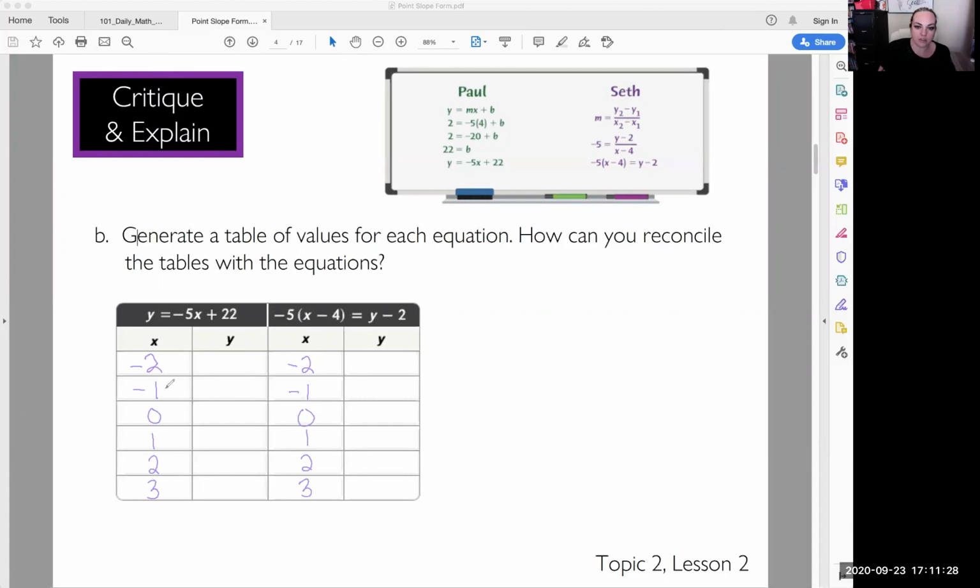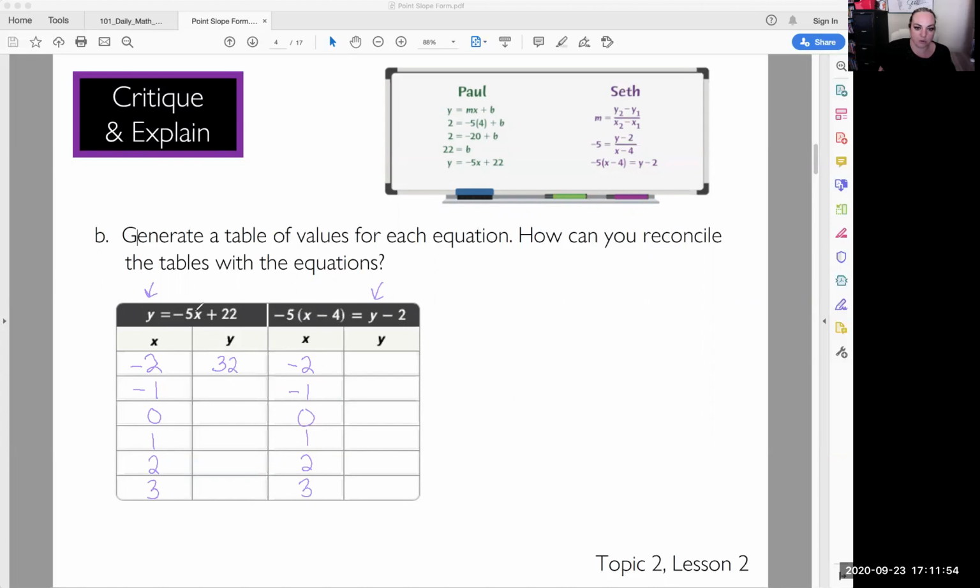So we're going to do that for both lists of X values. And we always start with the X value because we've solved for Y, and so Y is our output, okay? Over here, we'll see how that plays out differently. So -5 times -2, right? Because when X equals -2, this is +10, and 10 plus 22 is 32.